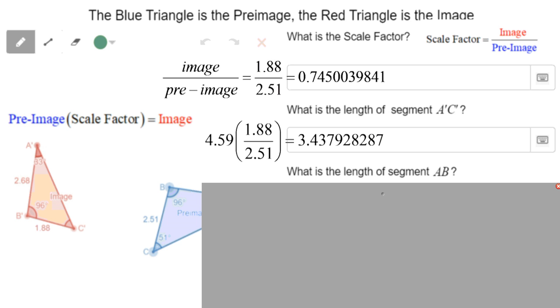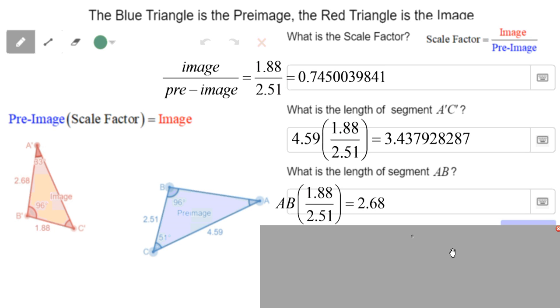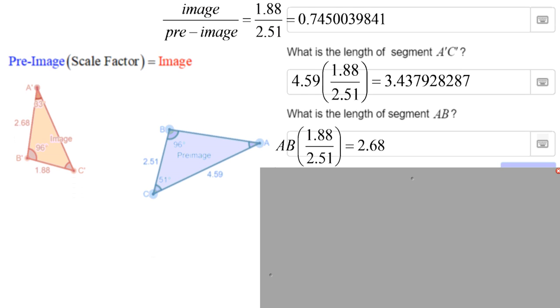Now, could you calculate the length of AB? So AB is coming from our pre-image. We know that it goes with our image length of A prime B prime, which is 2.68. So let's think about the calculations. We take our pre-image, which is unknown, times the scale factor equaling the image. We need to undo this equation to find the length of the pre-image. So they're being held together by multiplication. To undo that, we need to divide. We're going to divide each side by the scale factor.